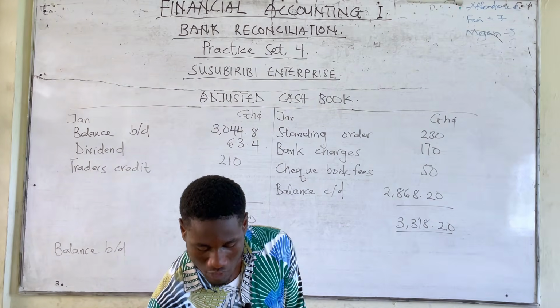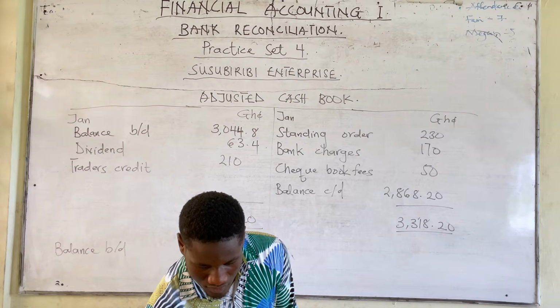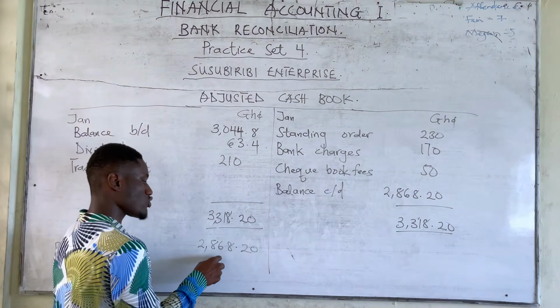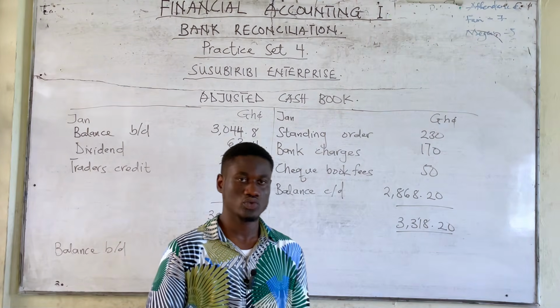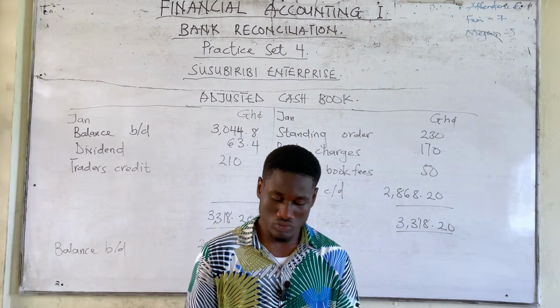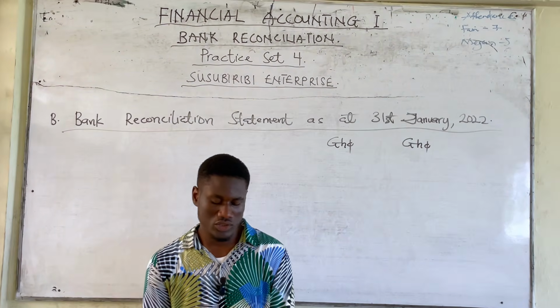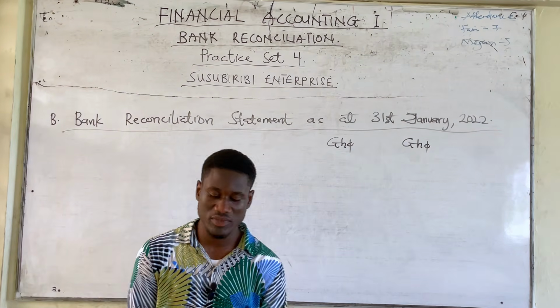Good. So the question said that we should show the actual balance which should appear in the books of Susugribi. And this is the actual balance that was supposed to appear. Good. So let's move on to prepare the bank reconciliation statement. Okay, so we move to the second requirement, which is the bank reconciliation statement.